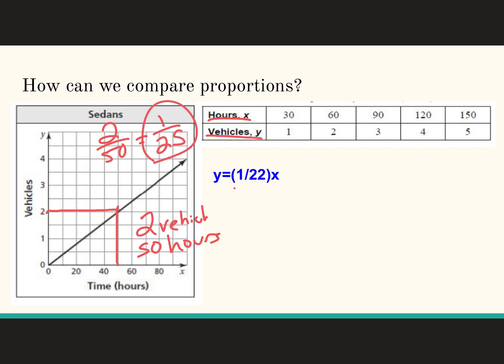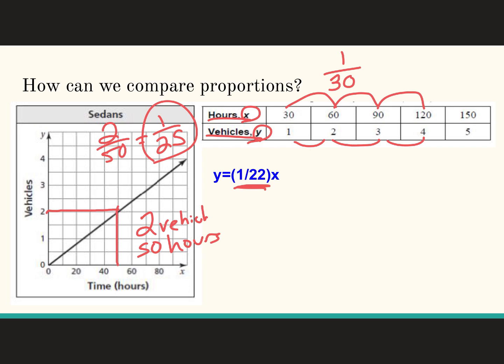In my equation, it's very easy. I just look for the number multiplied by x. There, it's 1 over 22. And then here, remember, I can look at this changes by 1 each time. This changes by 30 each time. So change in y, 1, over change in x, 30.